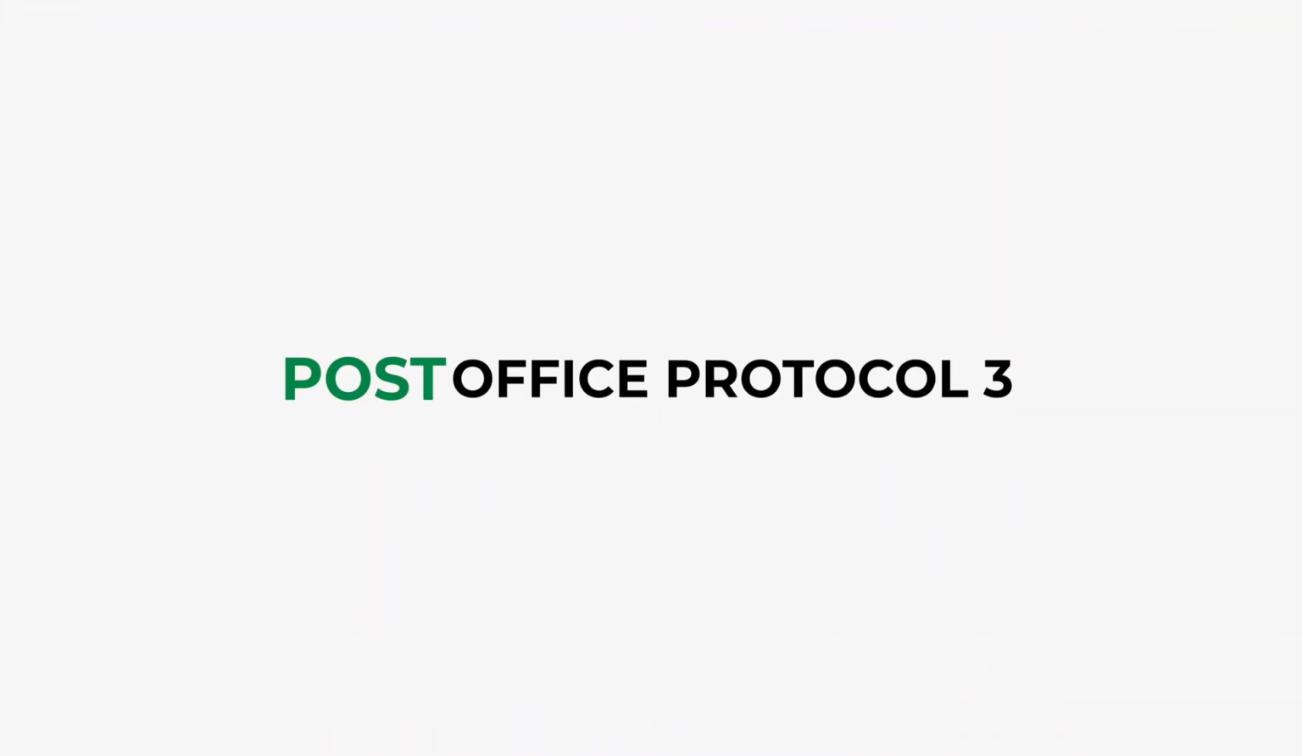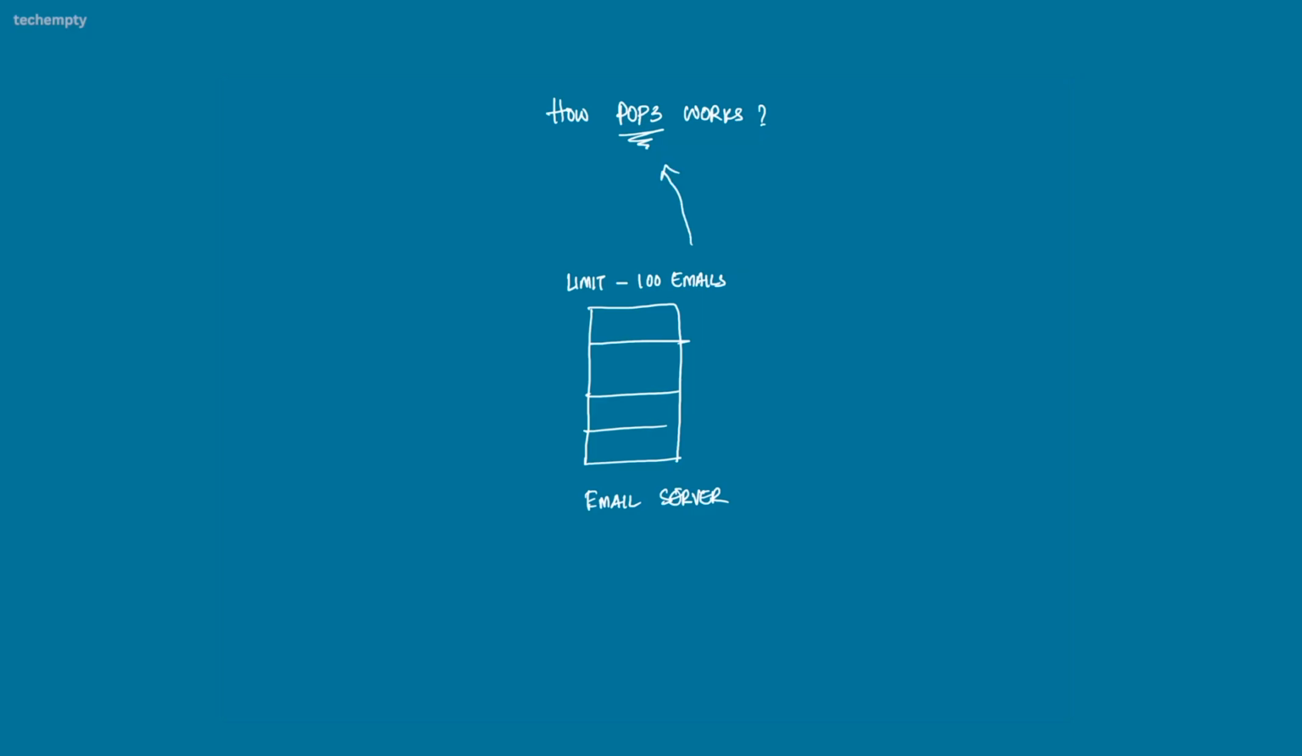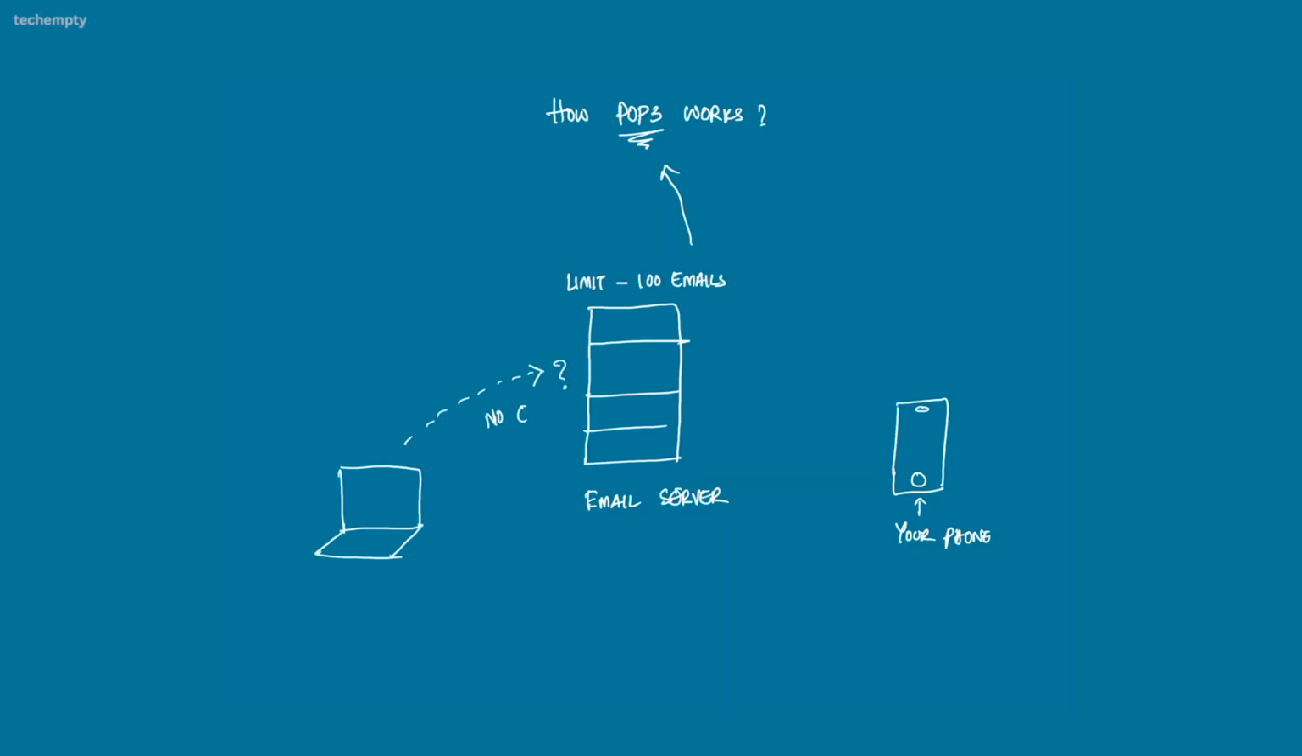POP3, short for Post Office Protocol 3, is an older, simpler protocol. This is how POP3 works. Let's say your email server has limited storage that accepts only 100 emails. In that case, you need to use POP3 as it downloads all the received emails to your selected device. Once downloaded, those 100 emails will be deleted automatically from the server. Because of this, you can't access the older emails from other devices.